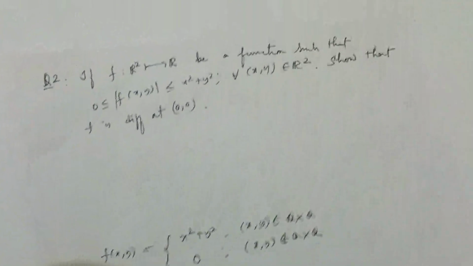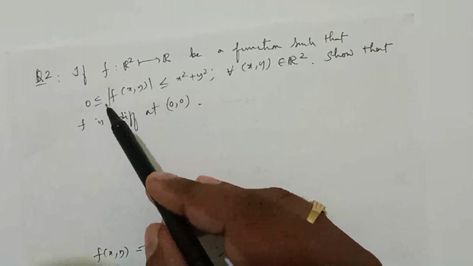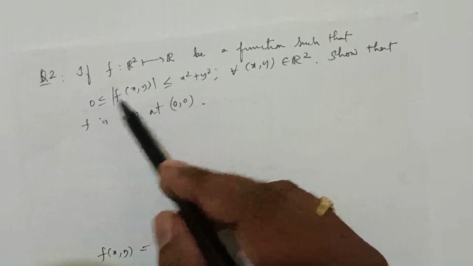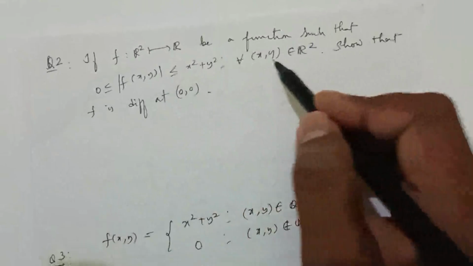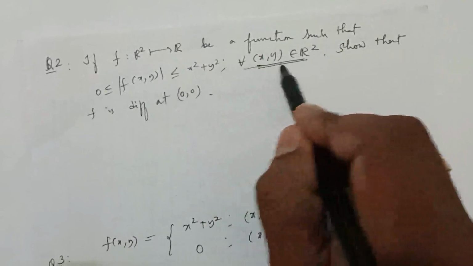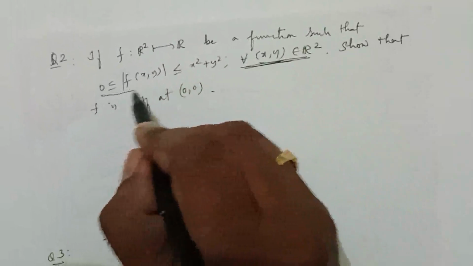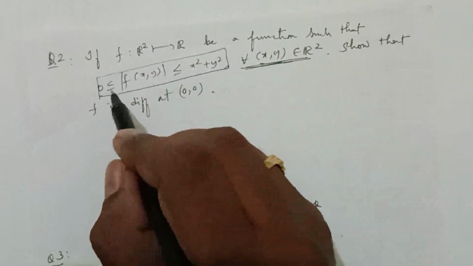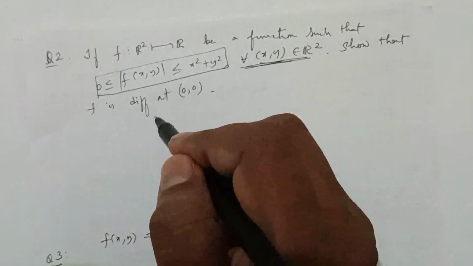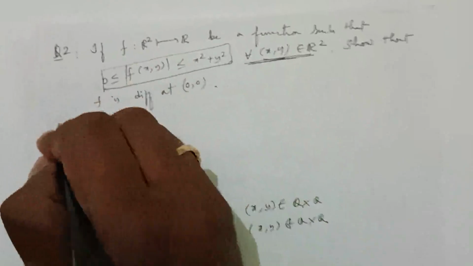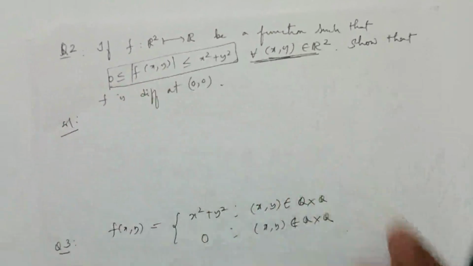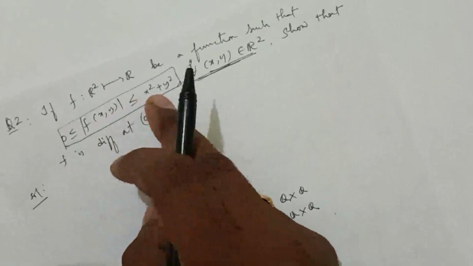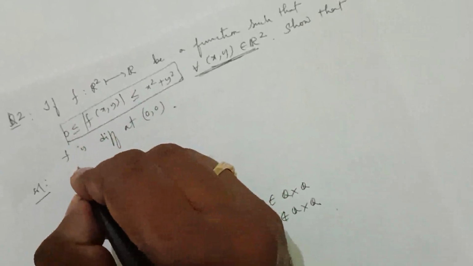Next question is asking, again it's a scalar valued function. f from R square to R is a function such that f of x comma y is lying between 0 and x square plus y square for all the elements of the domain. The function is defined to be this, and modulus of the function is defined to be this. Show that f is differentiable at origin. See here, he has not given what the function is, he has given just the value of the function. In that sense, we need to find what a is.